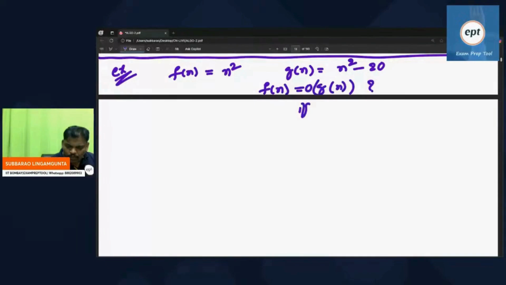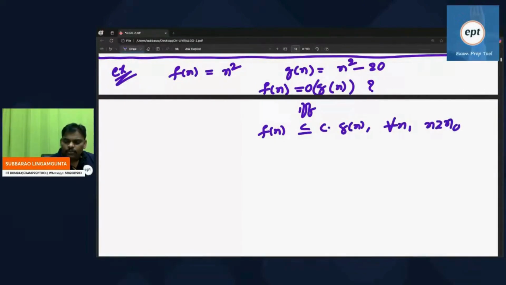If and only if, can I do this or not? Let's check. f(n) less than or equal to some c into g(n), for all n where n is greater than or equal to n0. Where f(n) is n square, less than or equal to some c, and g(n) is n square minus 20, for all n greater than or equal to n0.